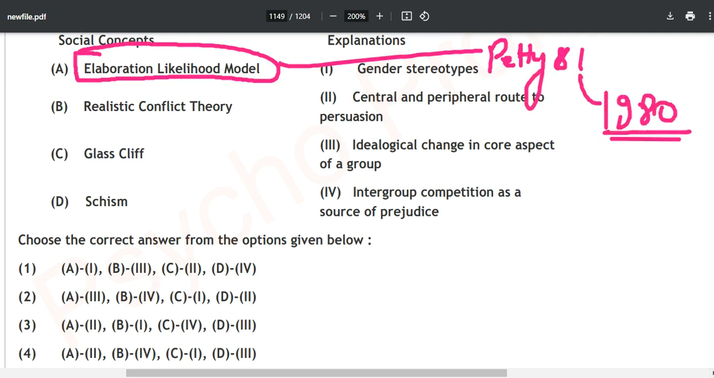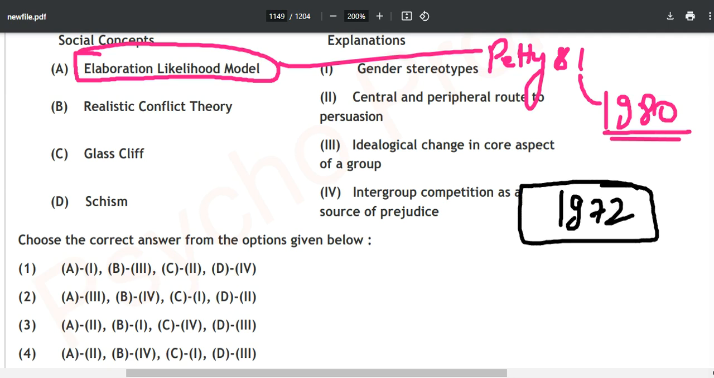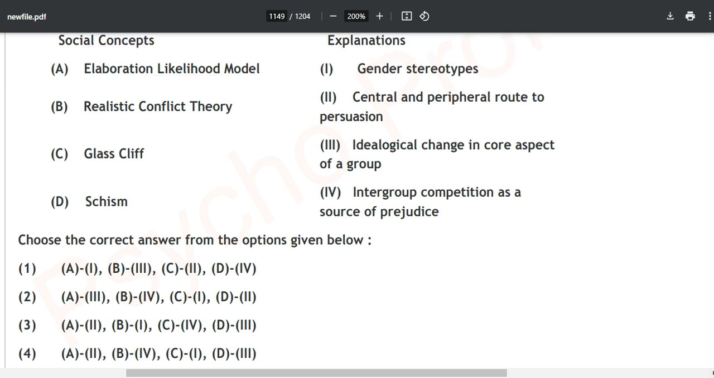So if I tell you, before 1980, 8 years ago, in 1972 came the LOP model. Four years before that, in 1968, came the Atkinson-Shiffrin one. All right, so the elaboration likelihood model came in 1980, and it is talking about what? Gender stereotypes? No way.